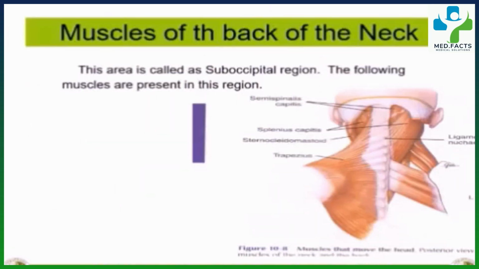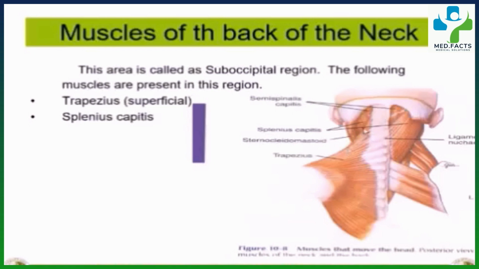Now coming to the muscles of the back. We'll discuss the muscles of the back because there is also a triangle there. This area is called the suboccipital region, and the following muscles will be present in the back. Superficially, one is the trapezius. This is the muscle which we have been discussing for a long time. This is the large, fan-shaped muscle, which is called the trapezius.